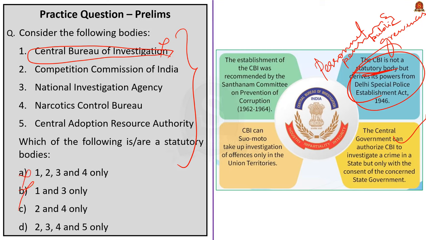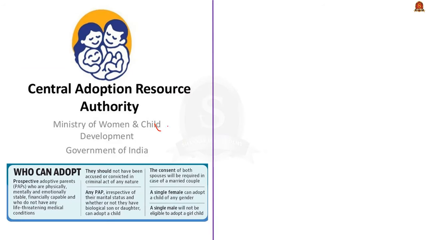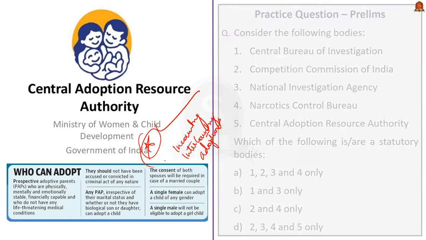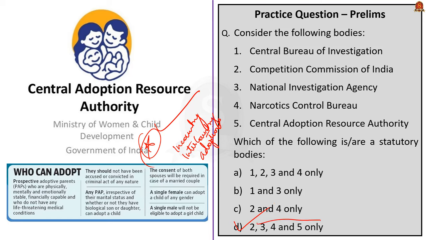So you can eliminate option A and option B. If you know whether the fifth body, that is the Central Adoption Resource Authority, is a statutory body or not, you can directly arrive at the answer. Is Central Adoption Resource Authority, CARA, a statutory body? Yes, obviously it is a statutory body of Ministry of Women and Child Development. It functions as the nodal body for adoption of Indian children and is mandated to monitor and regulate in-country and inter-country adoption. Remember this, in-country and inter-country adoptions. CARA has been constituted under Section 69 of the Juvenile Justice Care and Protection of Children Act 2015 by the Ministry of Women and Child Development, as I said earlier. So it is a statutory body. So what is the correct answer for the question? The correct answer for the question is option D, 2, 3, 4 and 5 only.